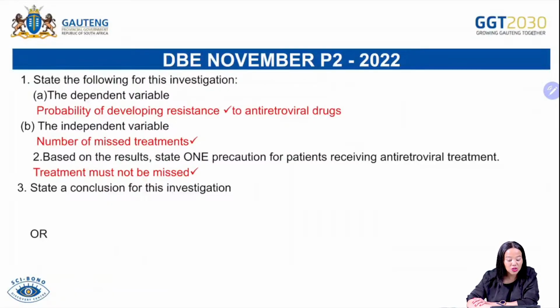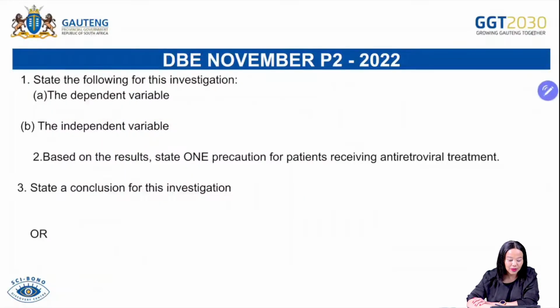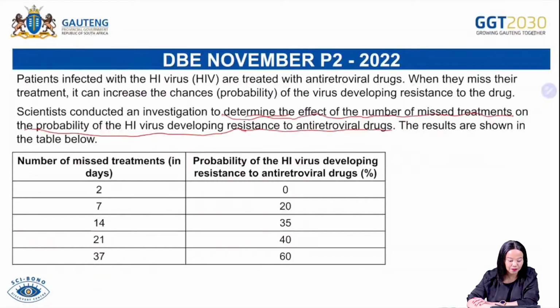State a conclusion from this investigation. Let's quickly go back to our data. If you look at the data, the number of missed treatments and the probability: when the number of missed treatments increases, what happens to the probability of the HIV virus developing resistance? The probability of the HIV virus developing resistance increases.